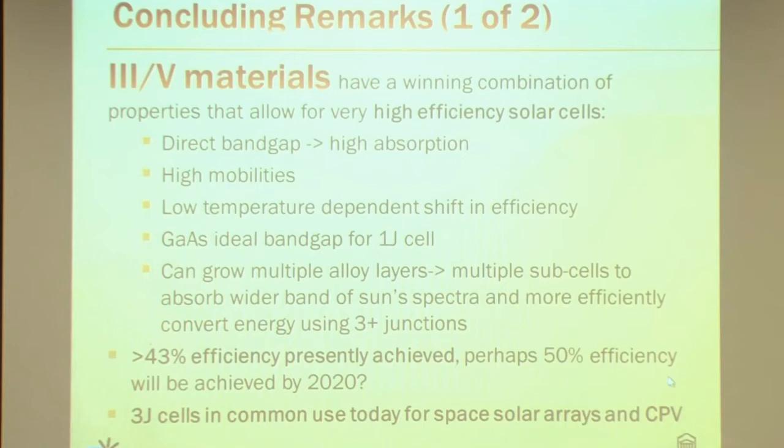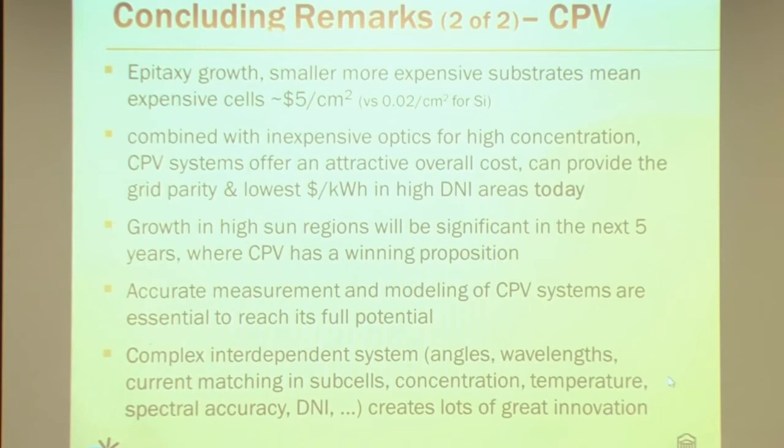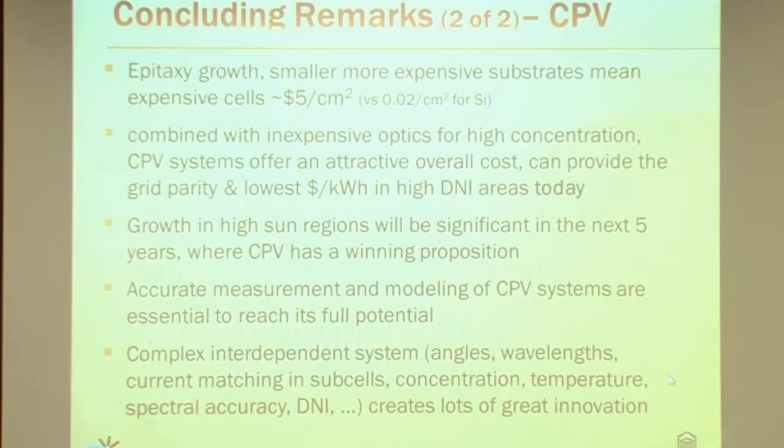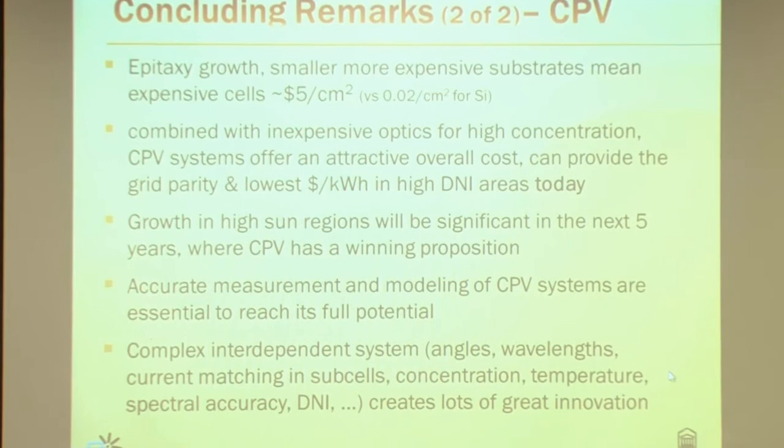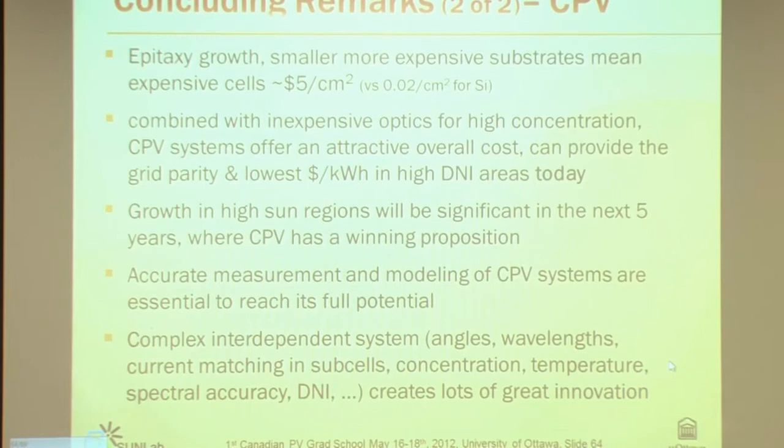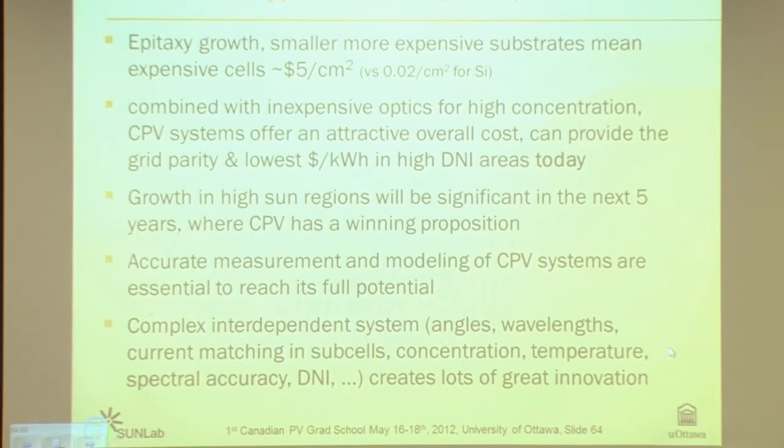Triple junction cells are in common use today for space solar arrays and also in the young CPV market. The epitaxy growth is more expensive, smaller, more expensive substrates, and therefore more expensive cells, but we combine them with CPV to bring down to an overall attractive cost that can provide grid parity right now, today, in high DNI areas.